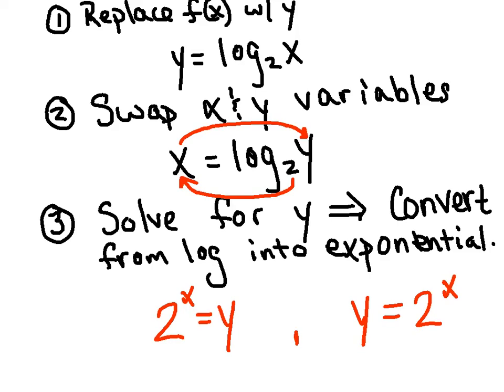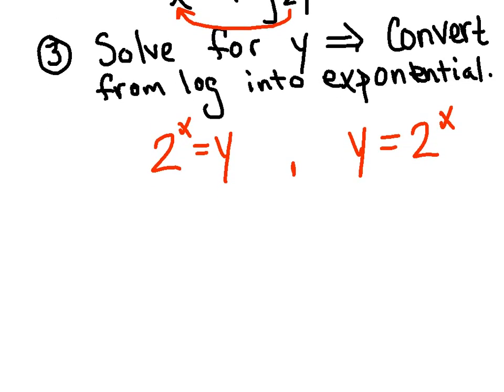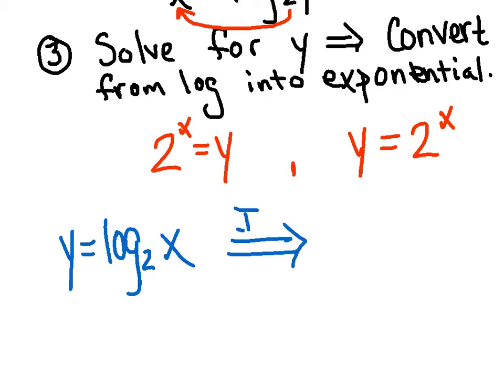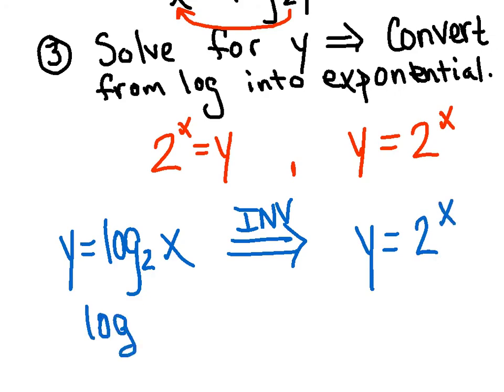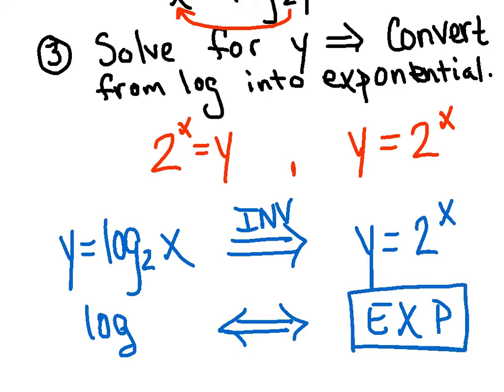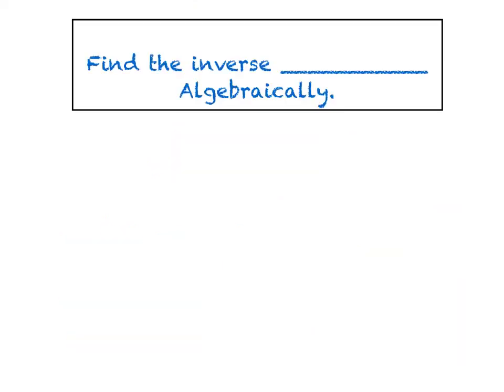You'll notice we started with a log function. Okay, let's just recap where we've gone here. We started with y equals log base 2 of x, and its inverse, INV, is y equals 2 to the x. So if you start with a logarithmic function, the inverse will always be an exponential function. And in fact, the opposite is also true. If you start with an exponential and you solve for its inverse, you will end up with a logarithmic function when you're all done.